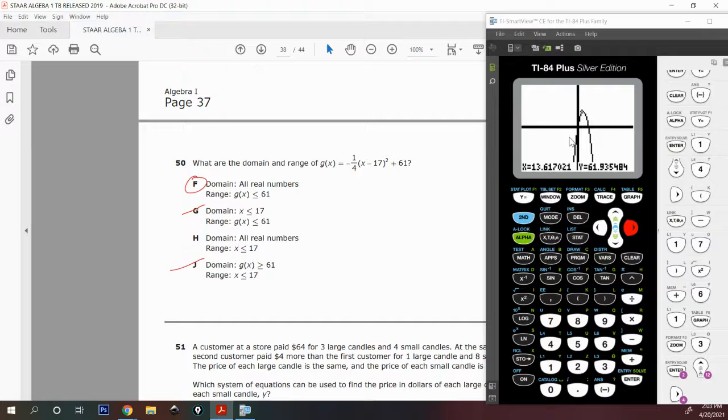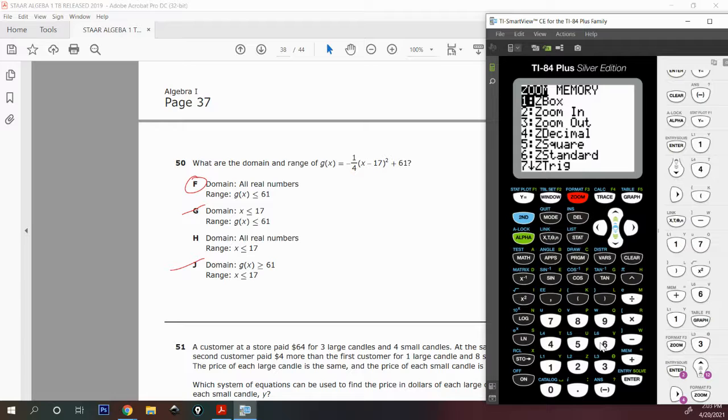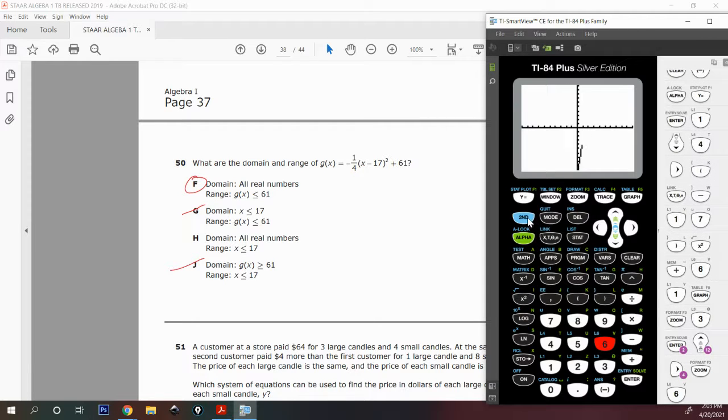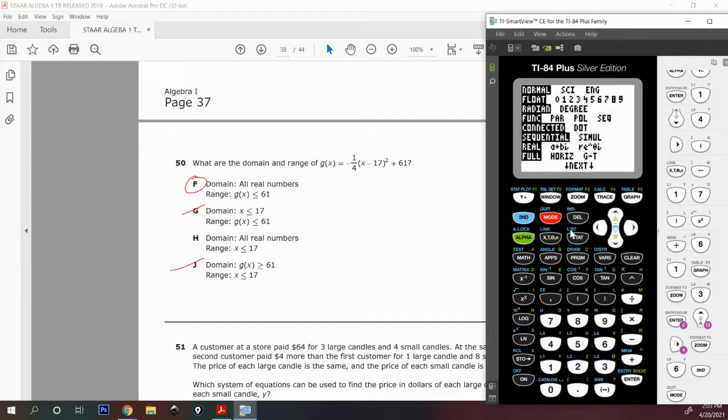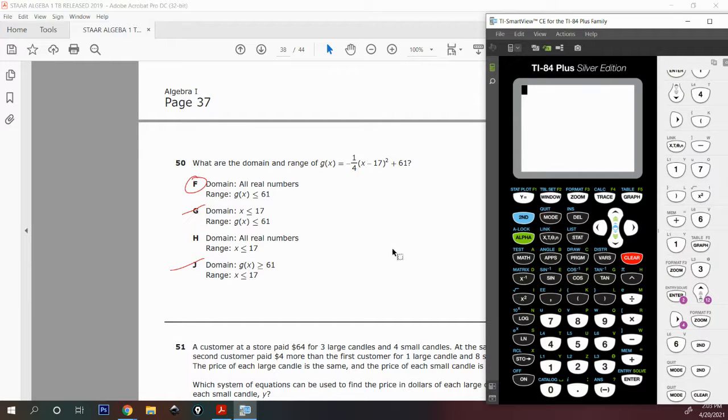Now, something very important. I've messed this graph all up. We zoomed way out. Anytime I do this, when I get done, I do zoom and number 6. See how it says standard? Zoom and number 6, and that goes back to the normal graph.